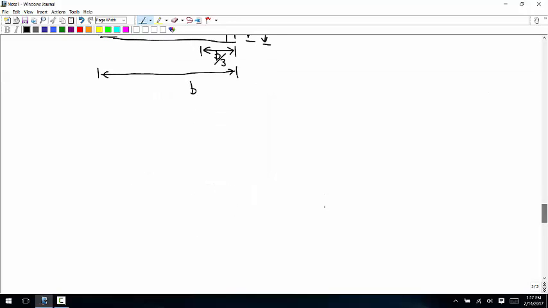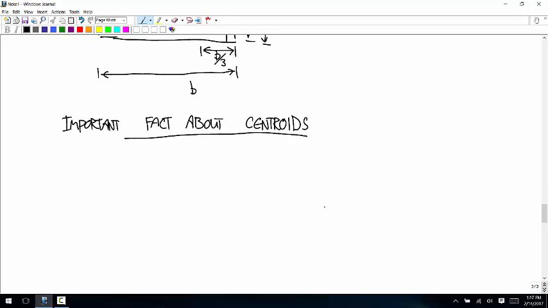Okay. So before I give formulas for all the shapes that we're going to use, I need to say one important thing about centroids. So here's an important fact that often simplifies centroid calculations. In 2D, the centroid always lies along any line of symmetry.